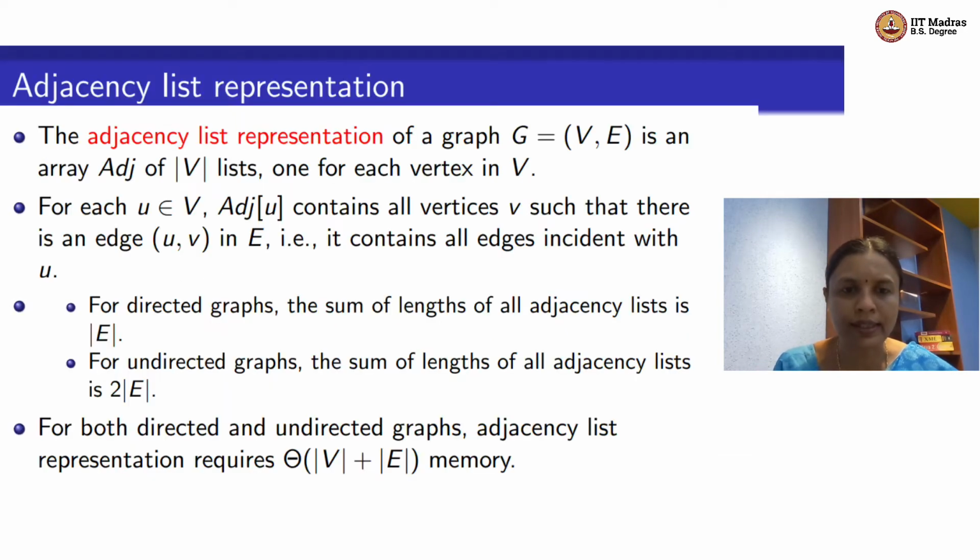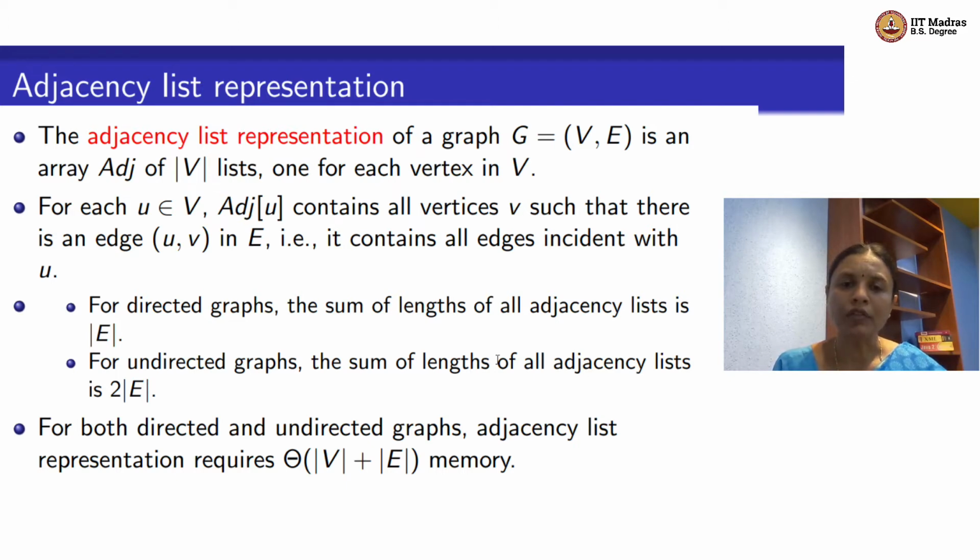So let's go back to the slides. So this is what it says here. In the second bullet, for each vertex in the graph, the adjacency list of that vertex u contains all the vertices such that there is an edge from the vertex u to that vertex. It contains all the edges incident on the vertex u. For directed graphs, obviously direction doesn't matter. The example that we saw was for undirected graphs.